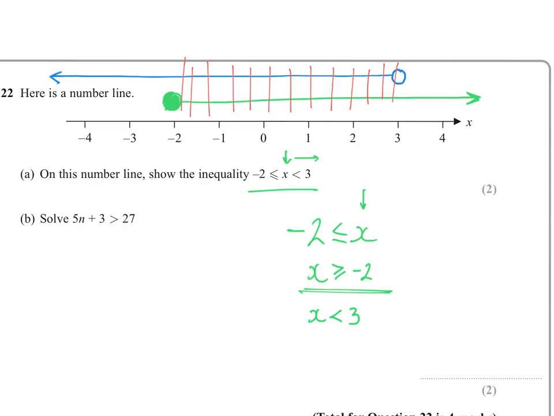Now we've got to look very carefully, because here we could be negative 2, but up to here we couldn't be 3. So on my finished number line that I would actually do with a bit more practice, I'd have a full circle here all the way up to 3, which would be hollow. And that would be my answer for showing it on a number line.